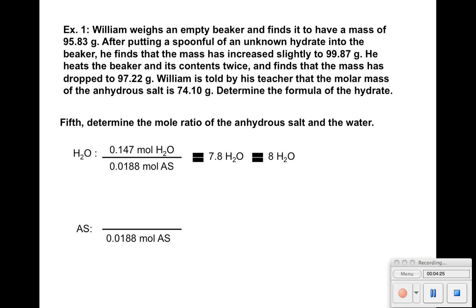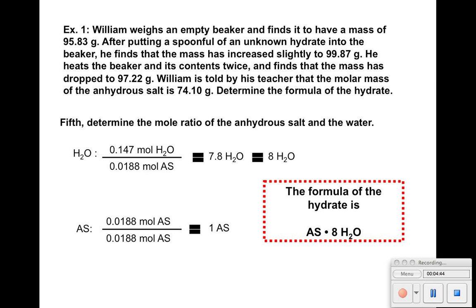Now let's look at the anhydrous salt. We're going to divide the 0.0188 moles of anhydrous salt by the 0.0188 moles of anhydrous salt. And as you all know, anything divided by itself is 1. So now we need a formula for this hydrate. The formula for this hydrate is then going to be the anhydrous salt, that little multiplication sign, times 8 waters.